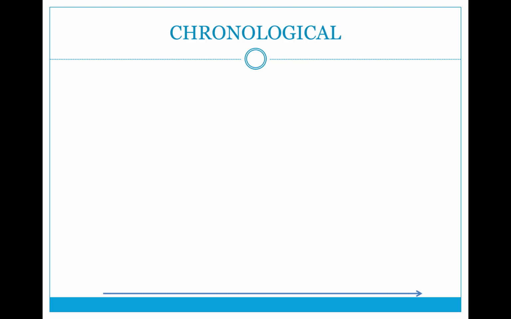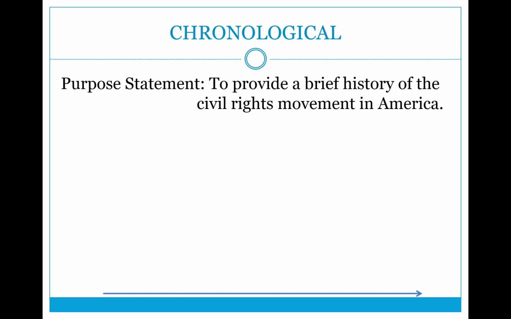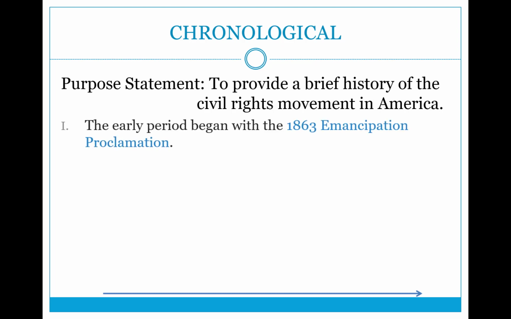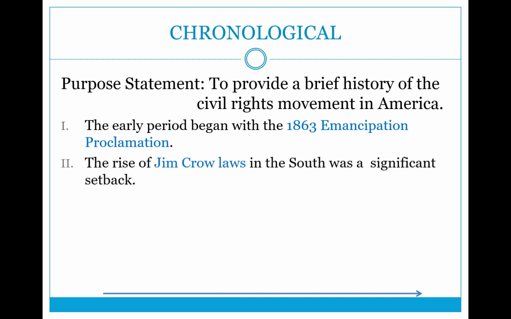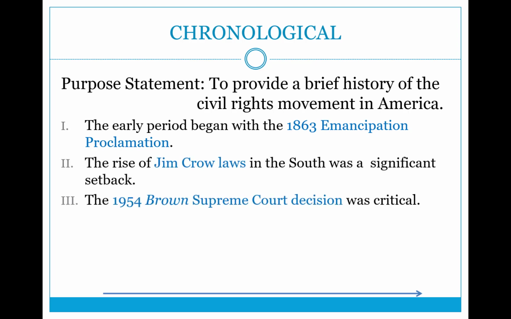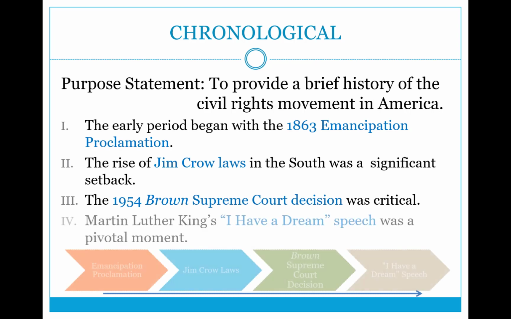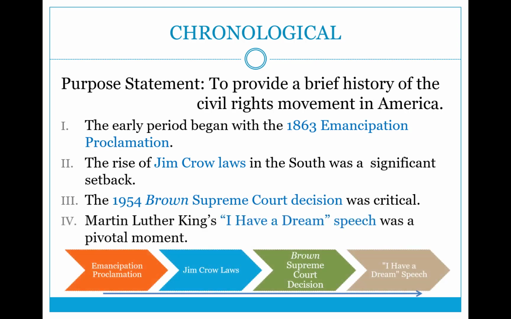So that's topical. The next one we're going to look at is chronological, which, just as the name suggests, is in order of timeline. So, for example, if your purpose statement is to provide a brief history of the civil rights movement in America, if you're going to go in chronological order, that would be a chronological pattern. So you might start with the early period beginning with the 1863 Emancipation Proclamation. Then you might have the rise of the Jim Crow laws in the South. Then you have the 1954 Brown versus the Board of Education. And then lastly, Martin Luther King's I Have a Dream speech, which was a pivotal moment in the history of the civil rights movement. So you see there at the bottom that it's going in an order of chronology by time. And anytime you do this, then a good pattern to use would be chronological.